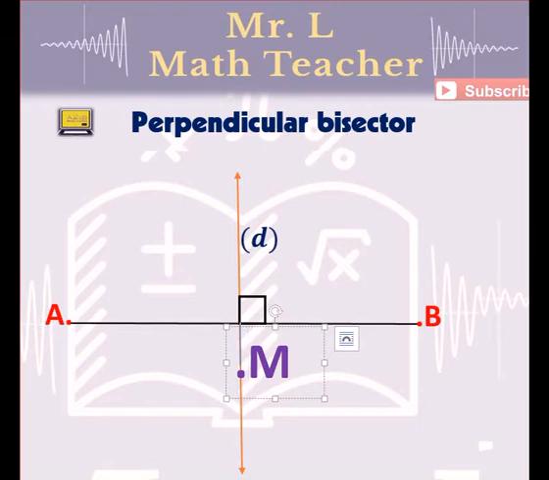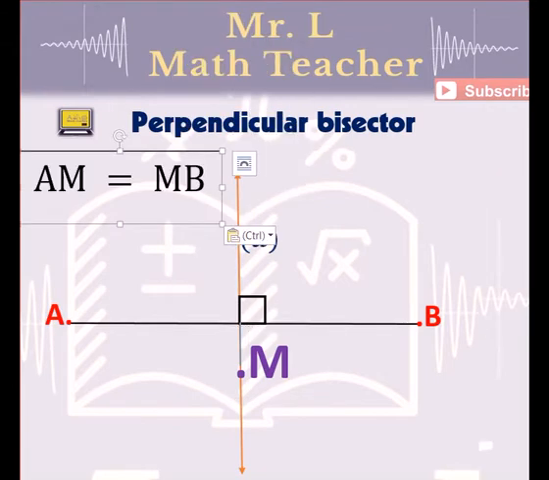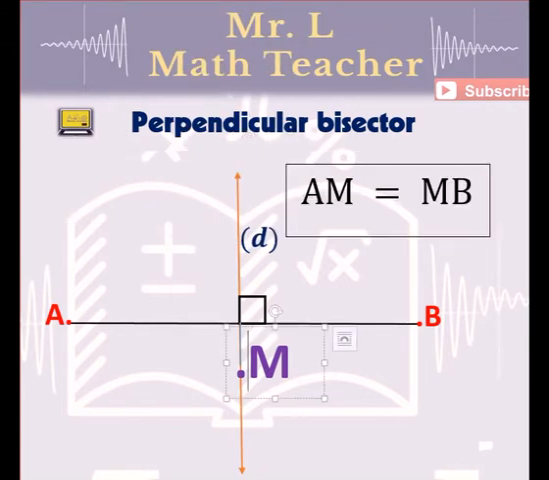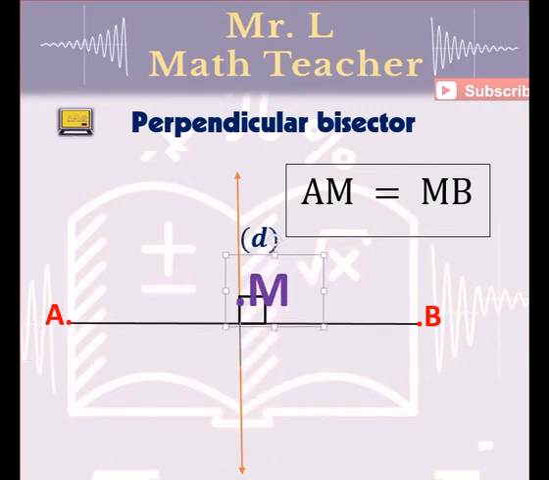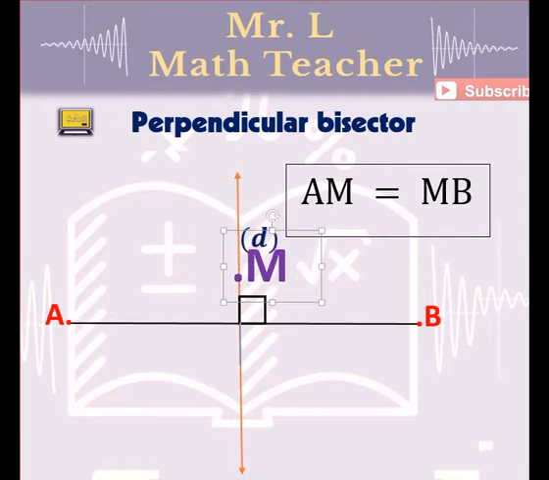If M belongs to the perpendicular bisector, then M is equidistant from A and B, which means that the distance AM is equal to the distance MB. And so guys, for example, if M is a variable point moving on the perpendicular bisector D, then the distances AM and MB will remain equal.